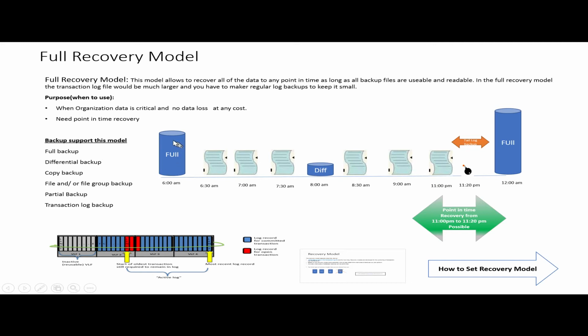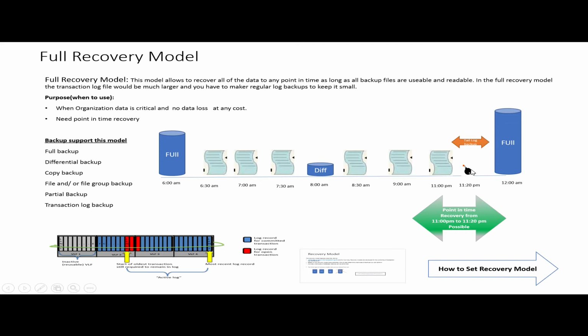Suppose we took the full backup at 6 a.m. Then at 6:30, 7 a.m., and 7:30 a.m. we took the log backups. And at 8 a.m. we took a differential backup. Then again at 8:30 a.m., 9 a.m., and 11 a.m. there are log backups. And unfortunately at 11:20 a disaster occurs, for any reason, such as a crash in the system. So now we have backups until 11, and at 11 we have the log backup.